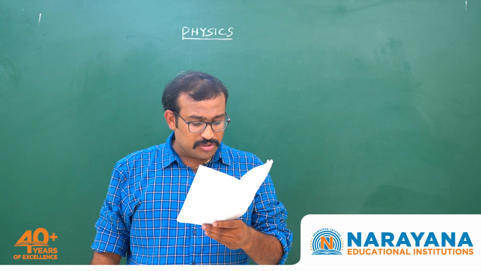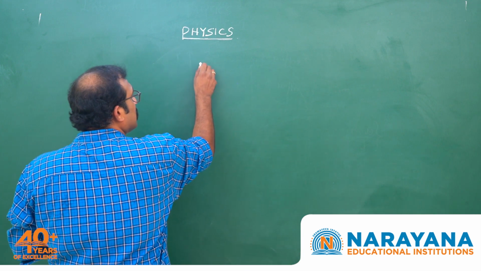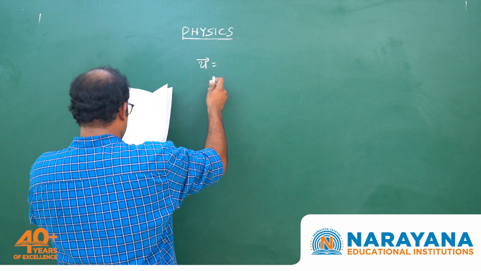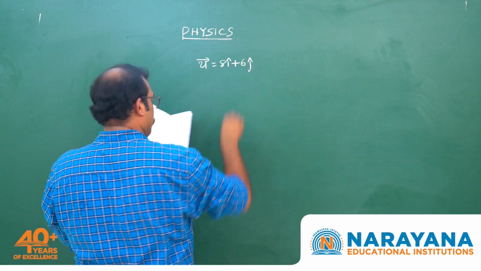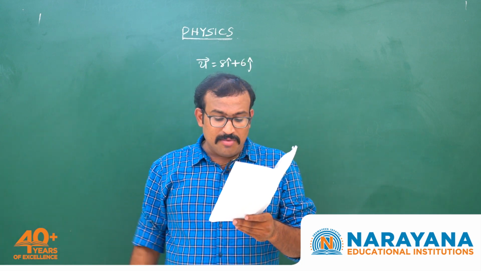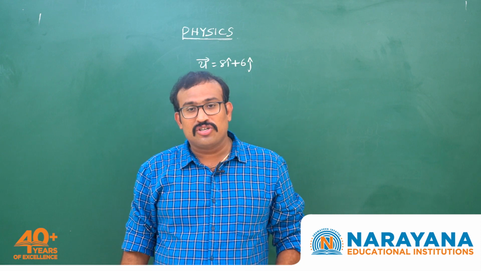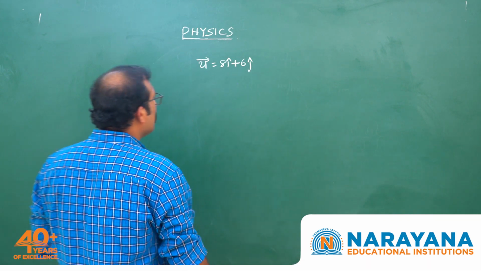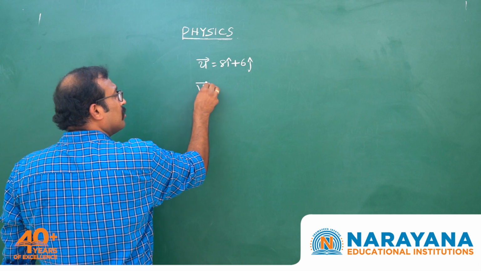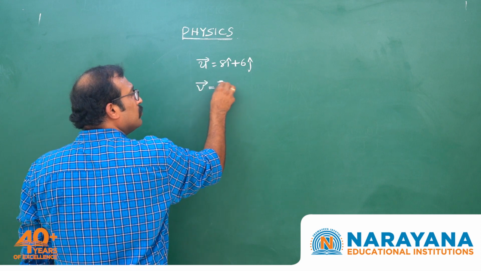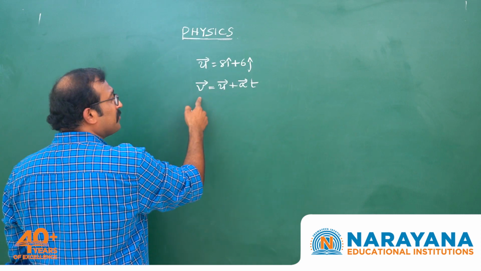Let us discuss the 10th question. A particle is projected with a velocity v bar. Given initial velocity vector u bar as 8i cap plus 6j cap. Now, the time after which it will start moving perpendicular to its initial direction of motion is. Let us see what is the velocity vector after a time t. V bar is equal to u bar plus a bar into t. This is the final velocity vector.